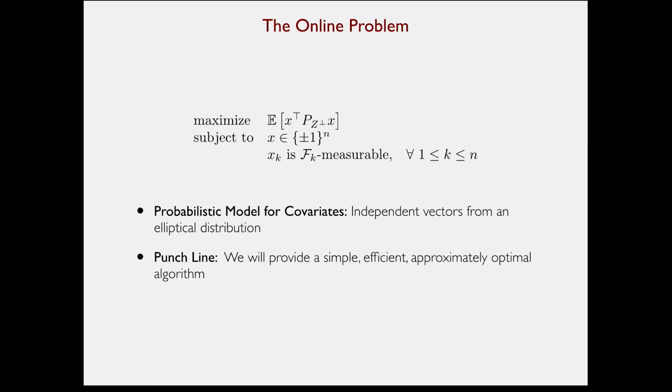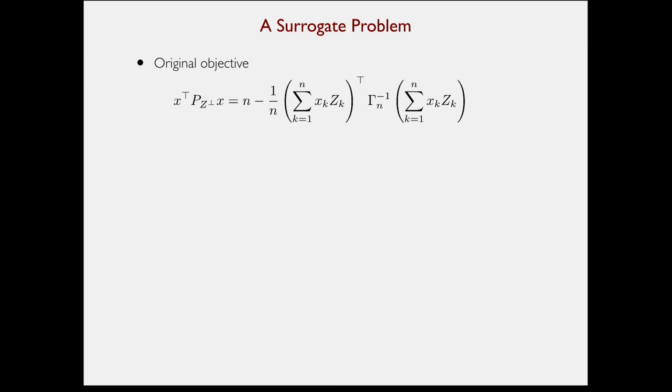Let's understand what this objective is telling us to do. This is just me writing out what x transpose Px is, and I want to interpret some of these quantities. So what is gamma n inverse over here? You can think of that as an empirical precision matrix, the empirical precision matrix that you get from looking at the n observed covariates so far.